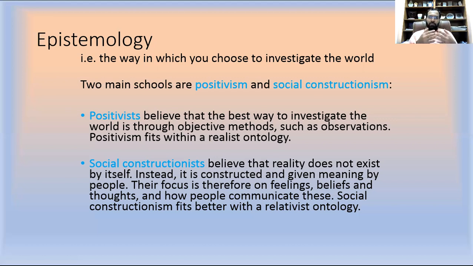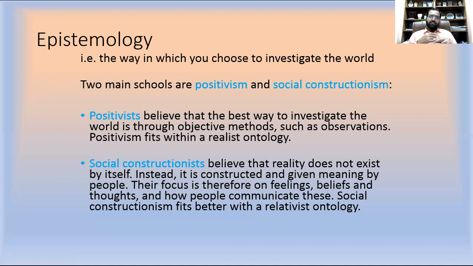Normally in the positivist approach, we always go for objective methods, and that positivism approach basically lies within the realist ontology. The second one is called social constructionist. By the way, when we talk about computing research, or research in the domain of computer science, normally we go for the positivist approach in terms of epistemology.